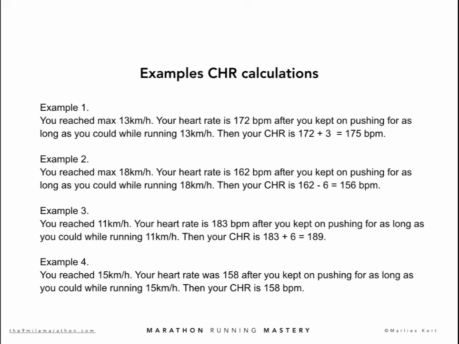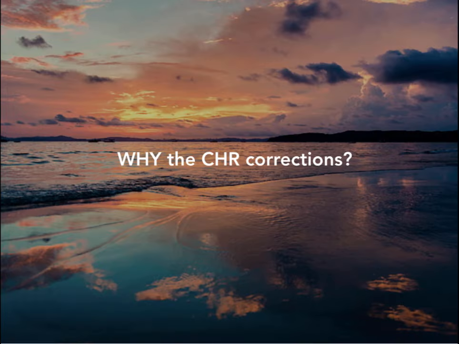Later on in this video, we will use this newfound CHR to determine your marathon heart rate, your personal MHR, the cornerstone of the 9-mile marathon program. This process we call mapping your MHR. Now let me explain to you why we make these plus 3, minus 3, minus 6, etc. corrections. Well, I found that somewhat slower runners have more difficulty to really push themselves to the max.